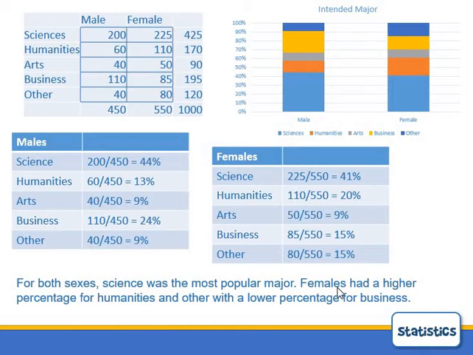They're similar in that science was the most popular for both of them, and females had a higher percentage for humanities, and the other category with lower percentage for business. So that's descriptive statistics. I'm telling what happened in this actual data.